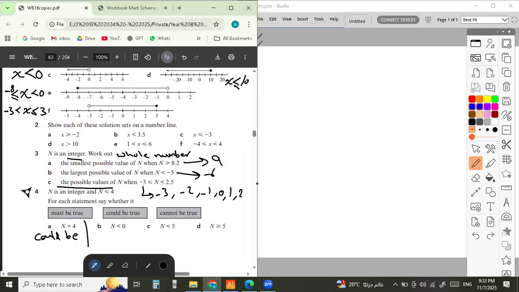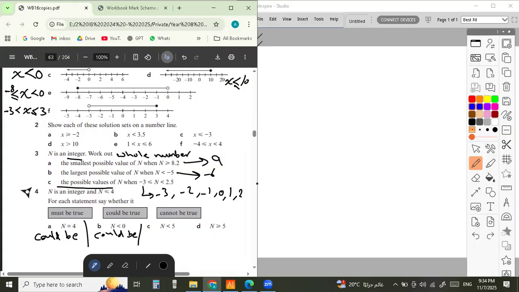All right, so n is less than 0. Well, could be true. Why must it not be must be true? Well, they said that n is less than or equal to 4. Can it be less than 0? Yes, because like -1, yes, -1 is less than 4. So that's why we said it could be true. But why not must be true? Because it could be greater than 0, not less than 0. It could be 1, could be 2, could be 3, until 4. So n is less than 0 could be true, but I cannot say must be true.